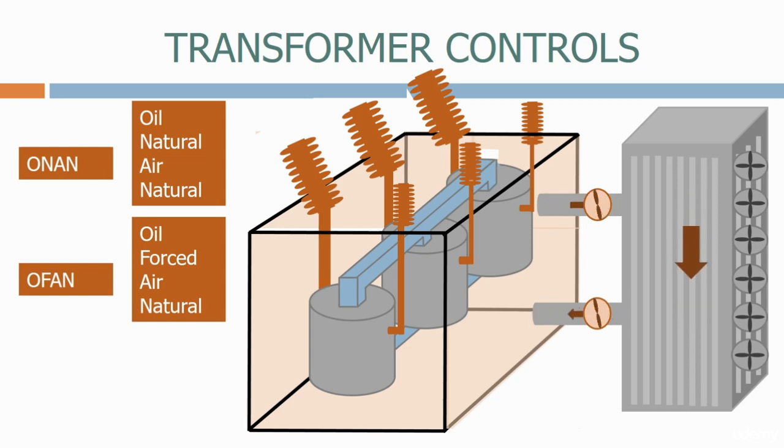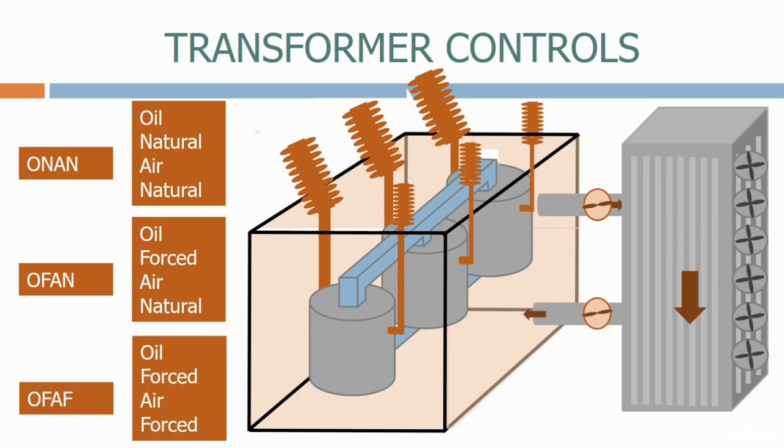Next we have OFAN, which is oil-forced air natural. In this scenario, pumps are operated on the pipes connecting the transformer tank to the cooler bank, and therefore the oil circulates more quickly through the cooler bank and cools down quicker. Finally, we have OFAF. This is oil-forced air-forced. In this scenario, in addition to the oil being pumped through the cooler bank, we have additional fans on the cooler bank, which cool down the oil quicker.